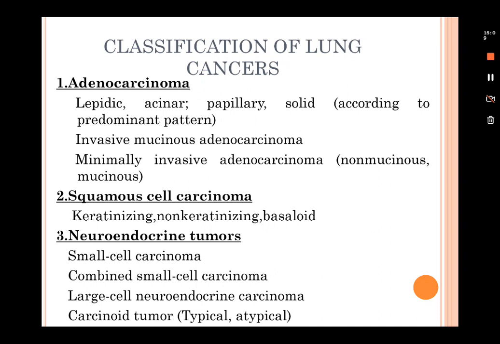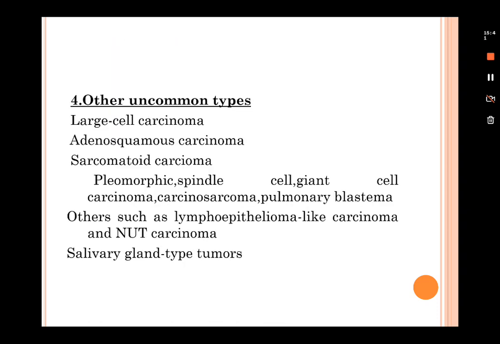In lung cancers, when we talk about the pattern, there can be many patterns, but the predominant ones can be lepidic, acinar, papillary, and solid. These can all be admixed. Then invasive mucinous adenocarcinoma, and minimally invasive adenocarcinoma, which can be non-mucinous or mucinous. Squamous cell carcinoma: keratinizing, non-keratinizing, and basaloid. We'll see a slide of squamous cell carcinoma which you can get in the paper. Neuroendocrine tumors: small cell carcinomas, combined small cell carcinomas, large cell neuroendocrine, carcinoid tumors, and others.